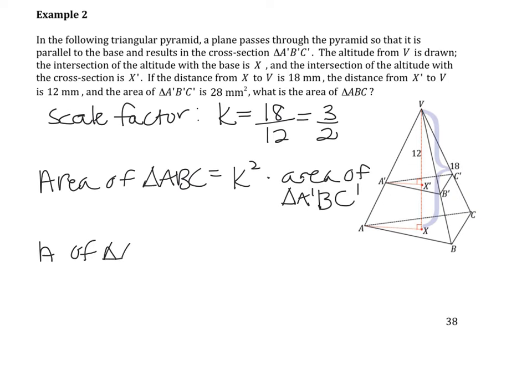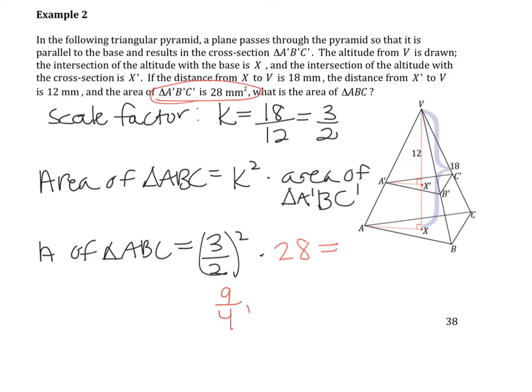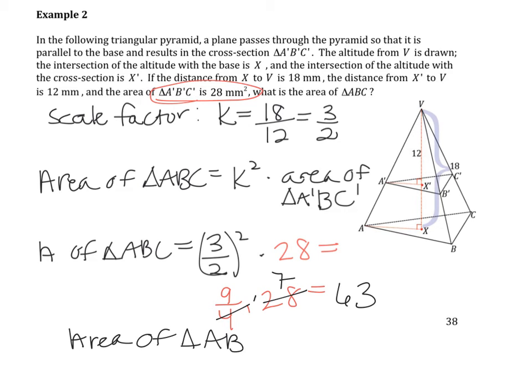So area of triangle ABC is equal to 3 halves squared times 28. So 9/4 times 28. 4 goes into 28 7 times, and 9 times 7 is equal to 63. So the area of triangle ABC is equal to 63 square millimeters.